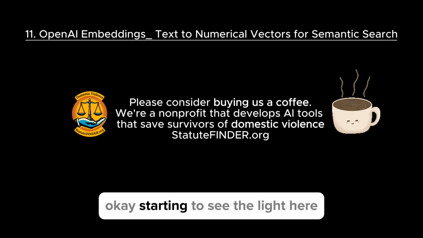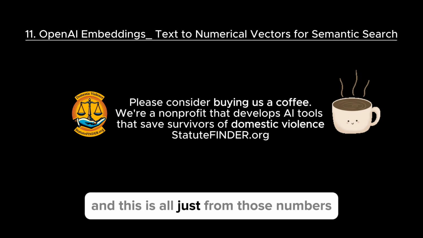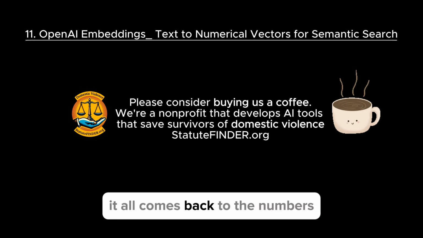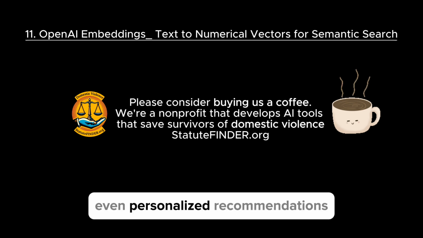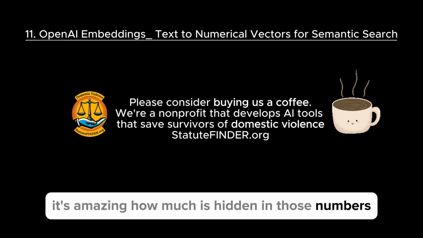Wow, okay. Starting to see the light here. And this is all just from those numbers. It all comes back to the numbers. Think about what this lets us do. Semantic search, grouping similar texts, even personalized recommendations, because we know how things relate. It's amazing how much is hidden in those numbers.